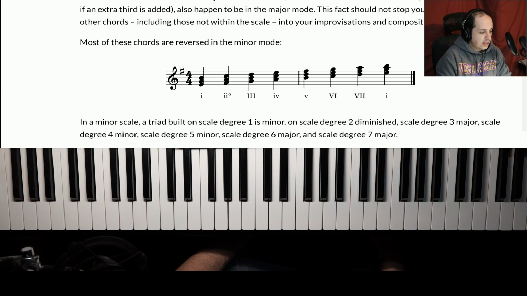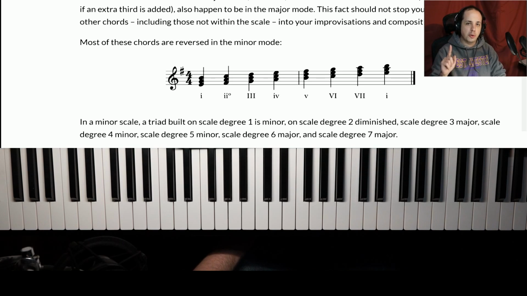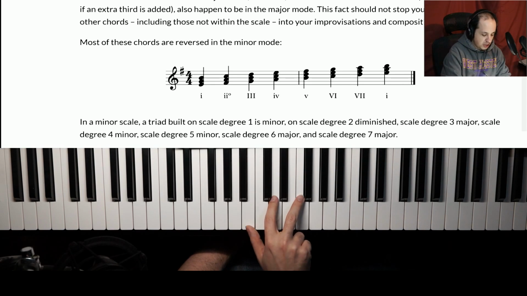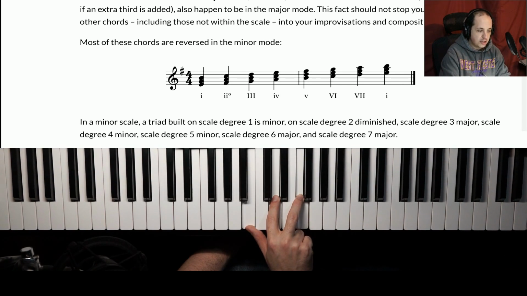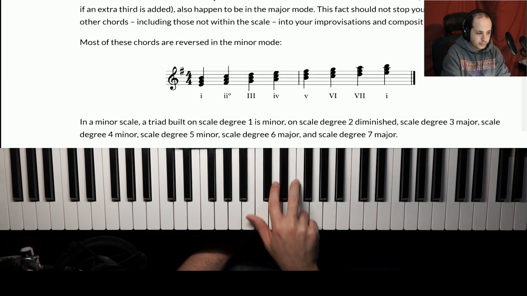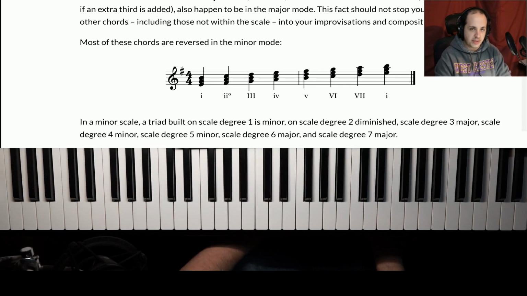All right, and then 6 turns from minor to major, and then the other notable one is the 7th, which I said was diminished before. Well, it doesn't turn it into an augmented. It actually just turns it into a major chord. So you can read all about that there.